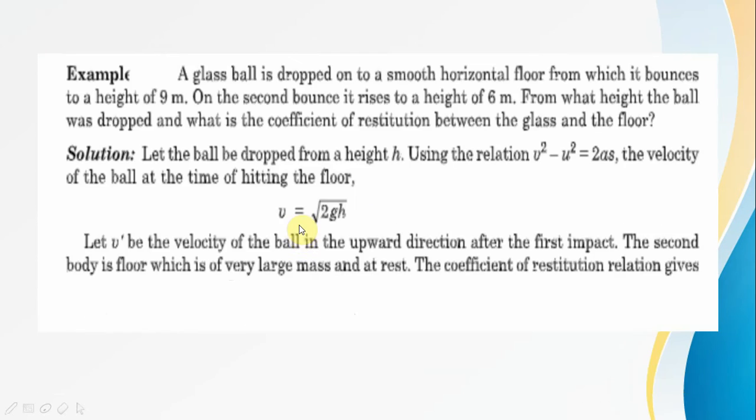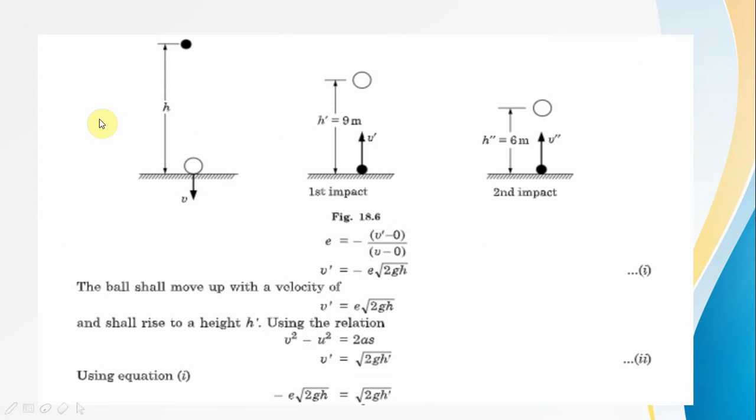So let's see this question diagrammatically. There is a ball, right? This ball drops from height h to the floor, which is having mass, let us suppose infinite, and the initial velocity and final velocity of this floor is equal to 0. So when this ball impinges this floor, the velocity would be v, and again this ball goes back to the height 9 meter with the velocity v dash, right?